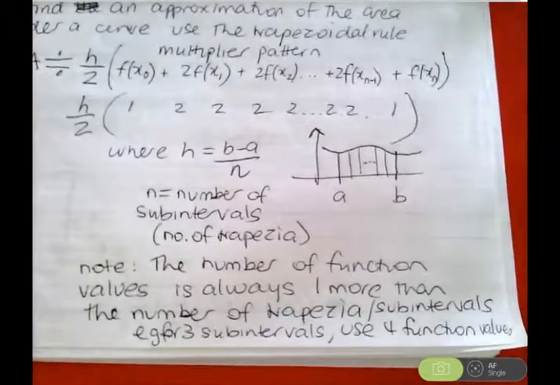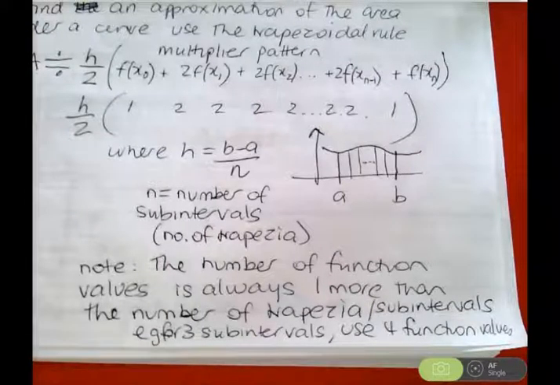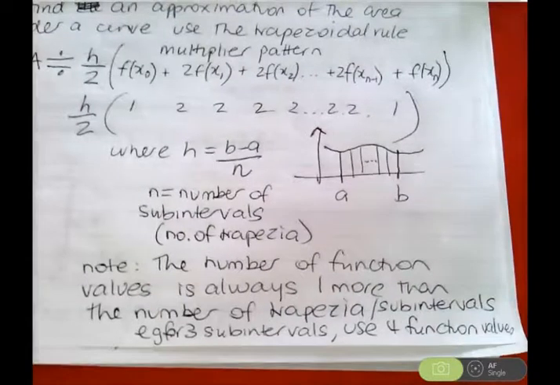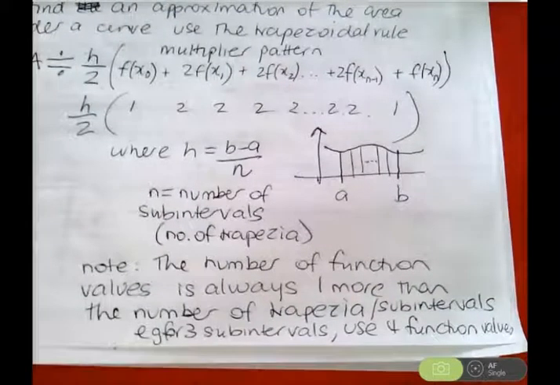Because one trapezium is bounded by 2 lines. Do you know what I mean? 2 trapezia are bounded by 3 lines. 3 trapezia are bounded by 4 lines. Does that make sense? And that's why the number of function values is always 1 more than the number of trapezia or subintervals. Okay? For example, for 3 subintervals, you would use 4 function values. Once I do the example, and I better get it done quickly because the bell's going to go, but I only need to do 2 quick examples now.